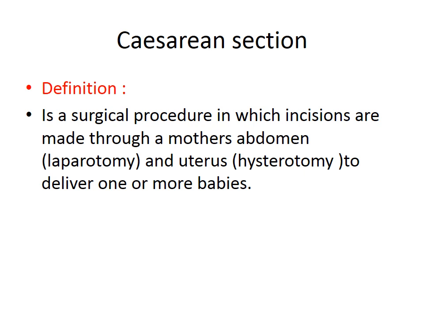Now we are going to say something about the most important and the most famous obstetric procedure that is commonly practiced in the clinical setting, which is the Caesarean section. Caesarean section, in general, is defined as a surgical procedure in which incisions are made through the mother's abdomen, that is to say laparotomy, and through the uterus, that is to say hysterotomy, to deliver one or more babies.